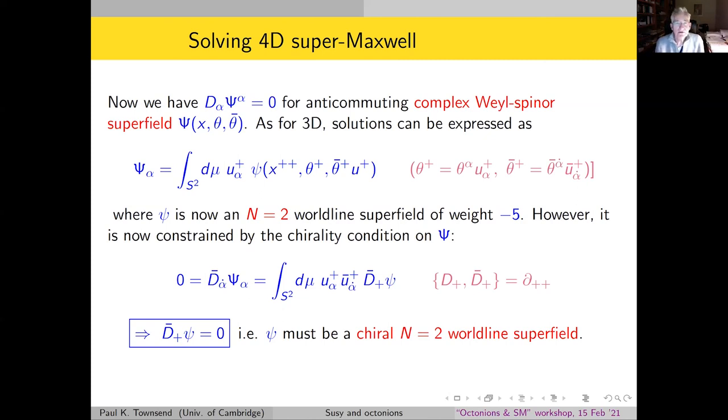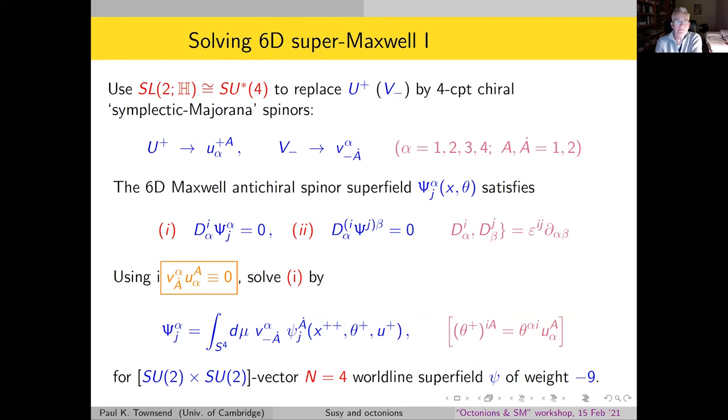Okay, so let's go on now, because let's look at the six-dimensional case. Now, in principle, you could do the whole thing here over the quaternions, but that gets more complicated for the 10-dimensional case. And even for the six-dimensional case, it's simpler, really, to use the fact that the SL2H is isomorphic to SU star 4, which is basically a double cover of SO15.